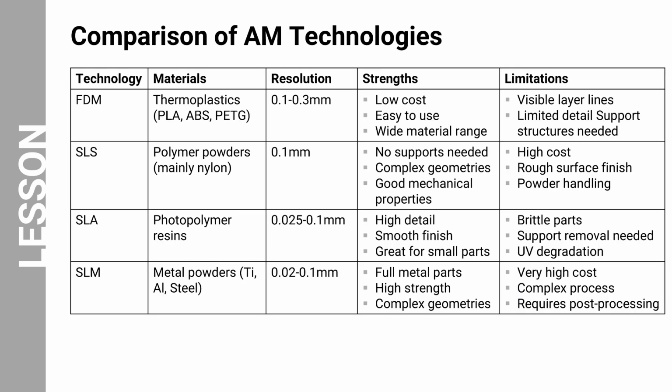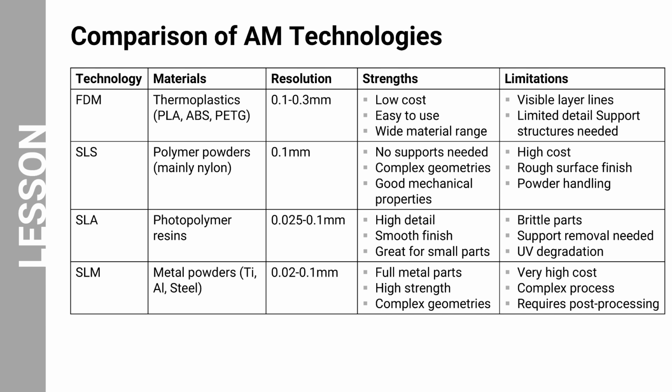Here's the comparison of the four key additive manufacturing technologies: FDM, SLS, SLA, and SLM. FDM uses thermoplastics with 0.1 to 0.3 millimeter resolution and offers low cost and ease of use, but shows visible layer lines. SLS works with polymer powders with a print resolution of around 0.1 millimeter, good for complex geometries without supports but requires careful powder handling.